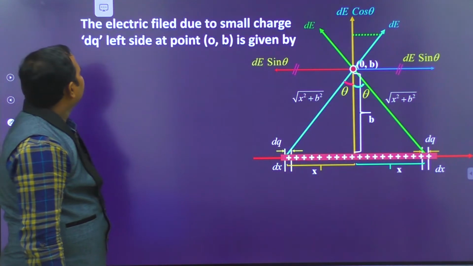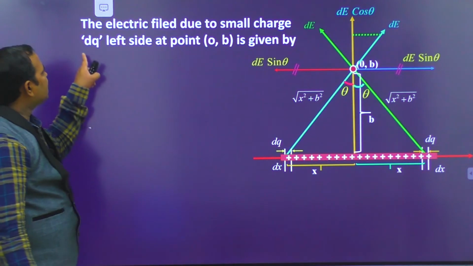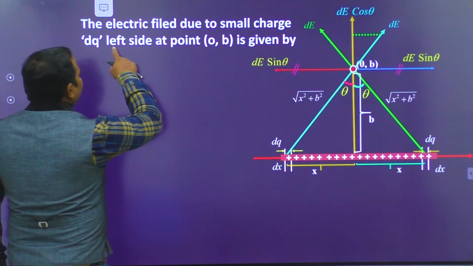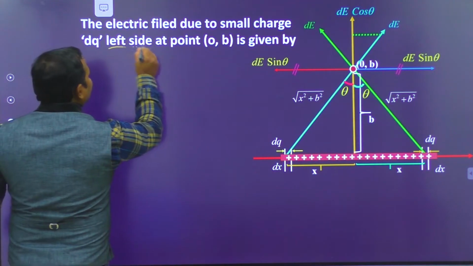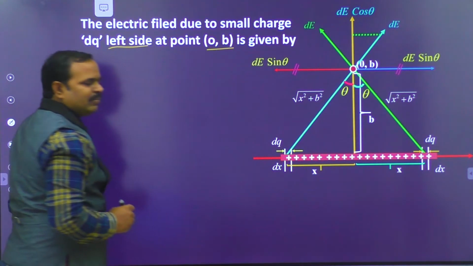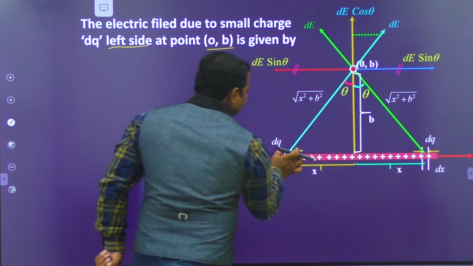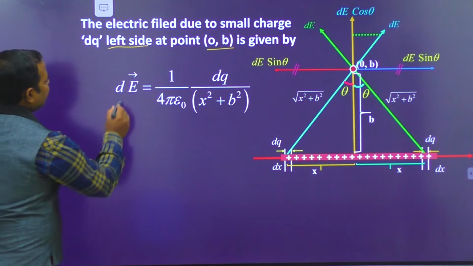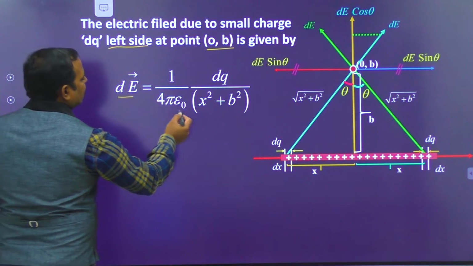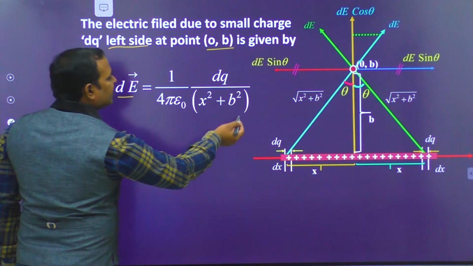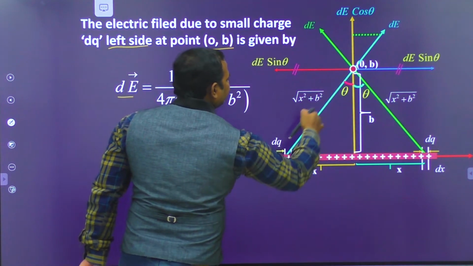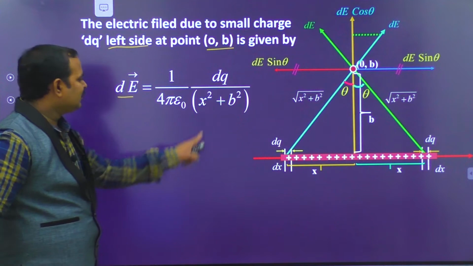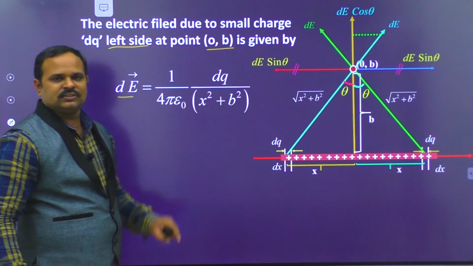Now if you see here, the electric field due to a small charge dq, this is a small charge, on the left side at a point (0, b) is given by, that means because of this small charge at this point is given by dE = (1/4πε₀) dq/r². r is the distance from here to here, that is root of x² + b². So r² means x² + b², that's it.